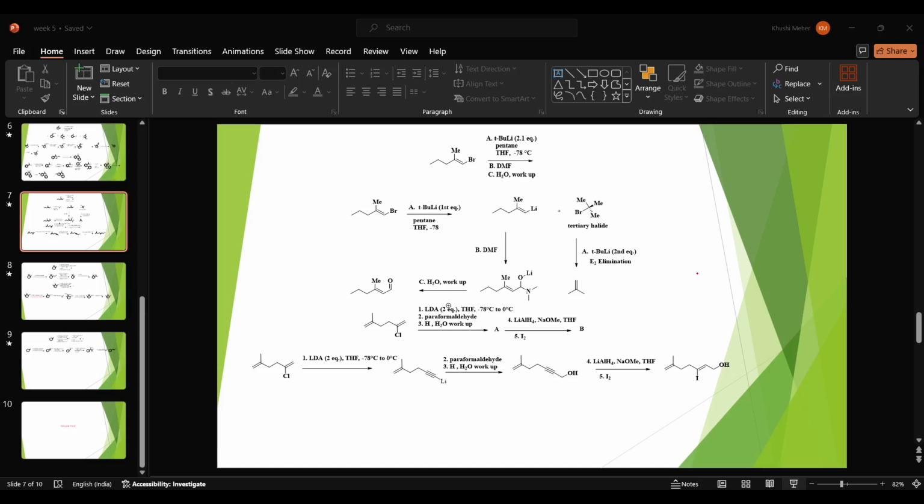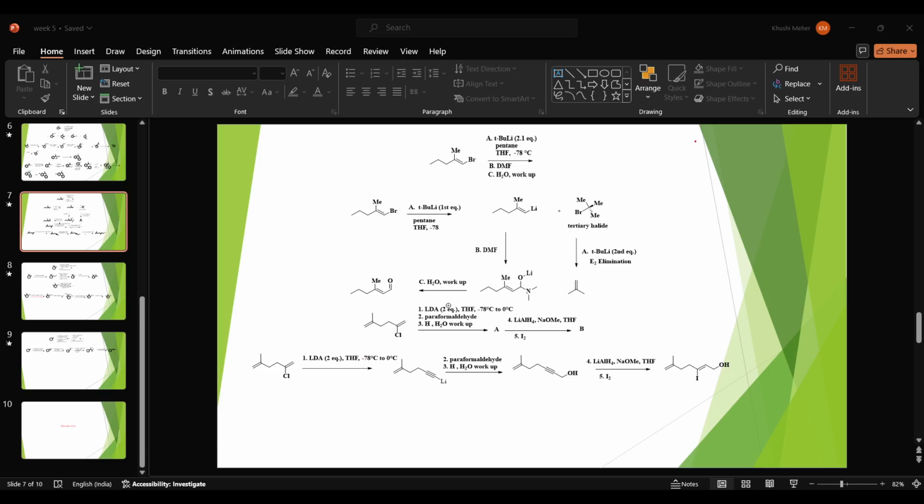Yeah, Julia olefination reaction. Like the Peterson olefination reaction, you will get a Julia olefination reaction. In Peterson olefination, what will happen is you will get a Z alkene, but in Julia olefination you will get an E alkene. We will see the sulfur-based reaction later, but for your general knowledge, in Peterson olefination you get the Z alkene, but in Julia olefination you get the E alkene.